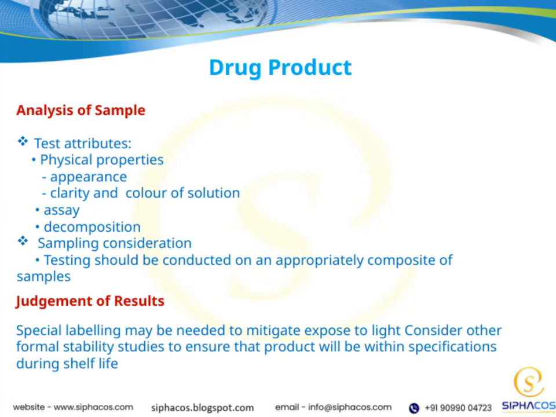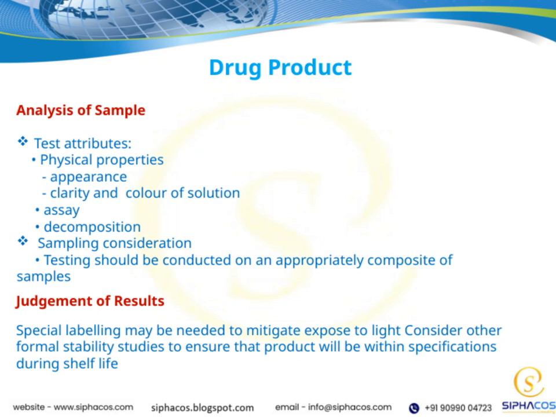When working with special labeling, it's important to consider whether additional measures are needed to protect the product from light exposure, which can affect stability. Sometimes, you might need to add specific labels or instructions to ensure proper handling. Additionally, conducting formal stability studies is crucial to confirm that the product remains within its specified quality parameters throughout its shelf life. These studies help us understand how the product behaves over time and under different conditions.